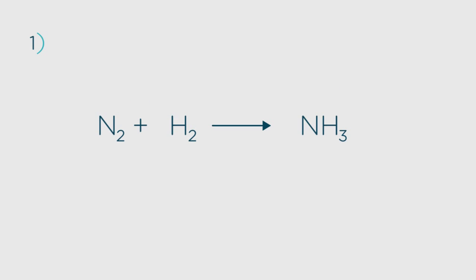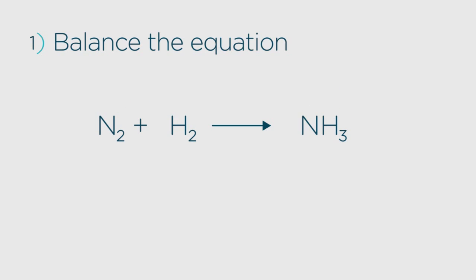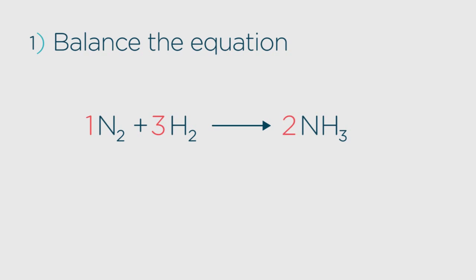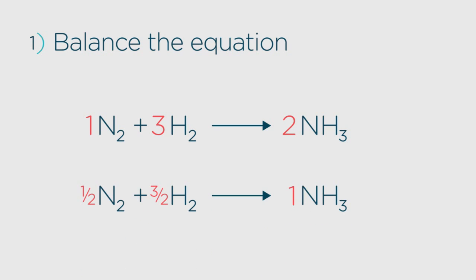The first part of the challenge is to balance the equation. Pause the video and resume once you've had a go. Well, the answer is, for every 2 moles of ammonia, we need 1 mole of nitrogen gas and 3 moles of hydrogen. If you worked it out as 1 mole of ammonia needs half a mole of nitrogen and 3/2 moles of hydrogen, that's quite right too.